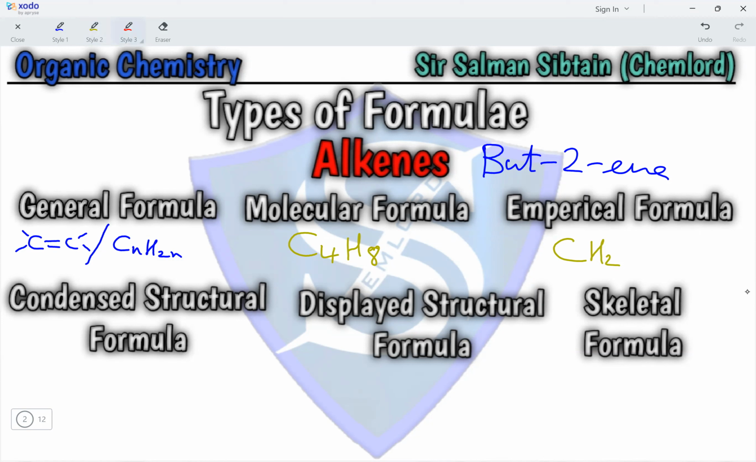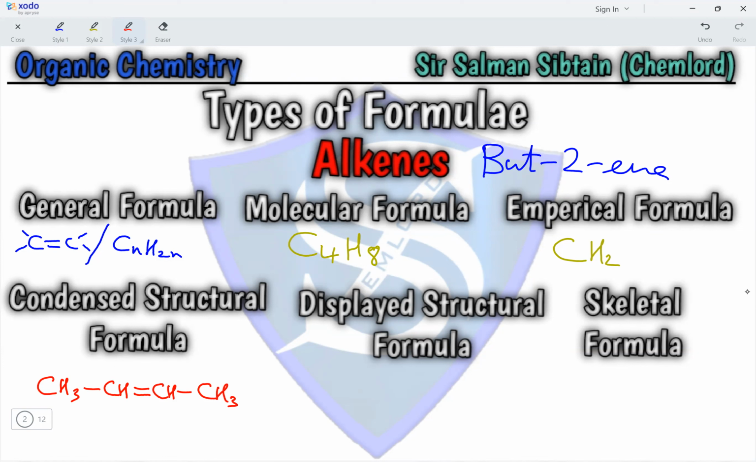Next, we have the condensed structural formula. So, but-2-ene means the double bond would be present between the second and the third carbon atom. So, we'll start with a CH3 going on to a CH with a double bond next to another CH, and finally a CH3 at the end. So, this is the condensed structural formula of but-2-ene.